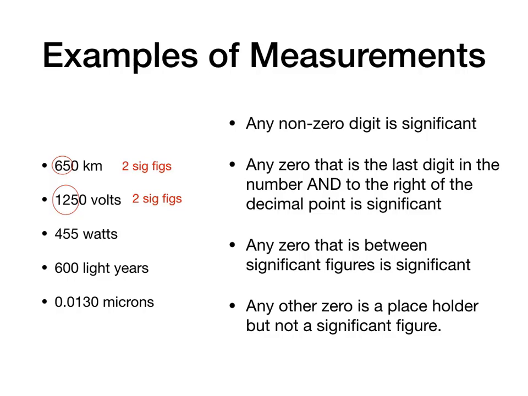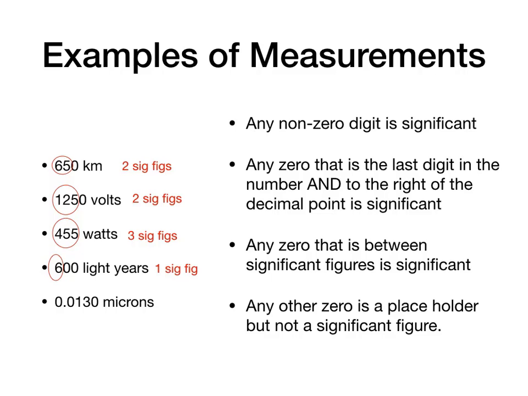Next one, 455 watts. That's an easy one. The first rule takes care of it. Any non-zero digit is a significant figure. All three of those are significant figures. Next one, 600 light years. First rule, the 6 is a non-zero digit. It's significant. Second rule, any zero that's the last digit in the number and to the right of the decimal point. Well, that last zero is the last digit in the number, but it's to the left of the decimal point. There are no more significant digits. That one has only the 6, one sig fig.